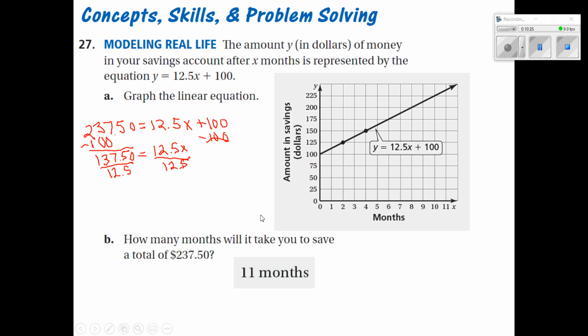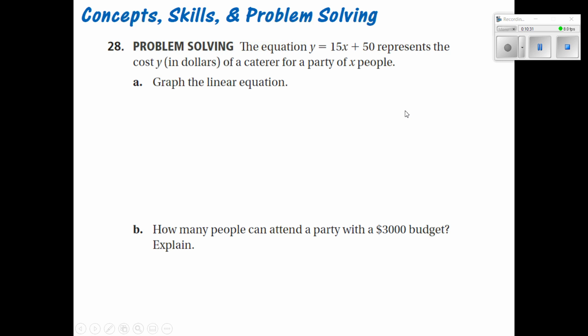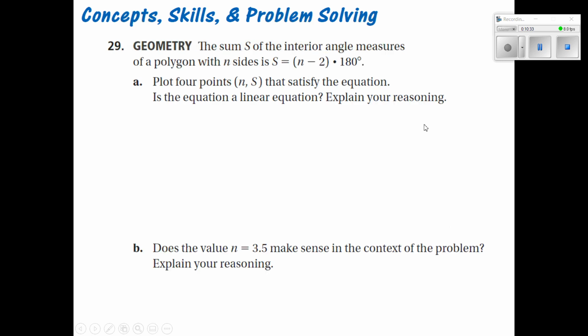All right. Let's move on to number 28, which was yours to do, which means number 29 is mine to do. The sum S of the interior angle measures of a polygon with n sides is S equals n minus 2 times 180. We've done this quite a few times in class. Plot 4 points, basically the number of sides and the sum, to satisfy the equation. Is the equation a linear equation? Explain your reasoning. I'm thinking it might be. Let's find out.